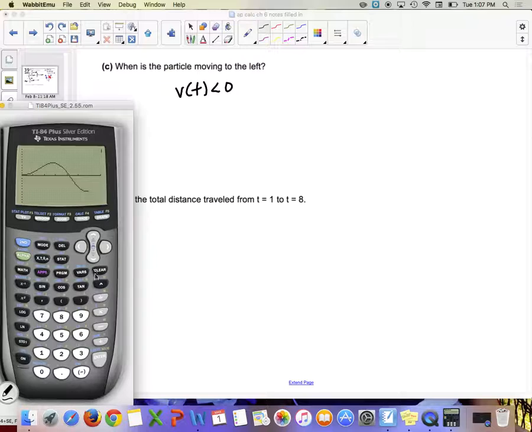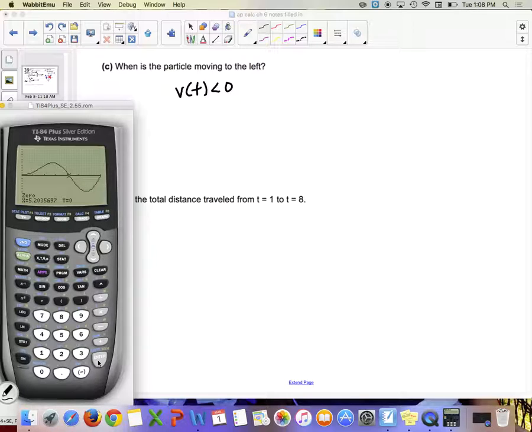Okay, so it's moving to the left from whatever this x value is or t value to 8. Do you guys all see that? So how do we find this little point right here, the x-intercept? You guys remember? Yeah, second trace is 0, right? So when we do 0, we're going to do left bound, so we get on the left side of what we want. Right bound, get on the right side of what we want. Guess, I usually go to right where I think it is. Hit enter.